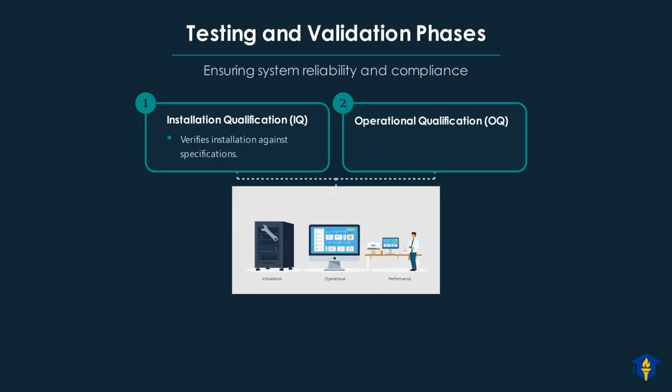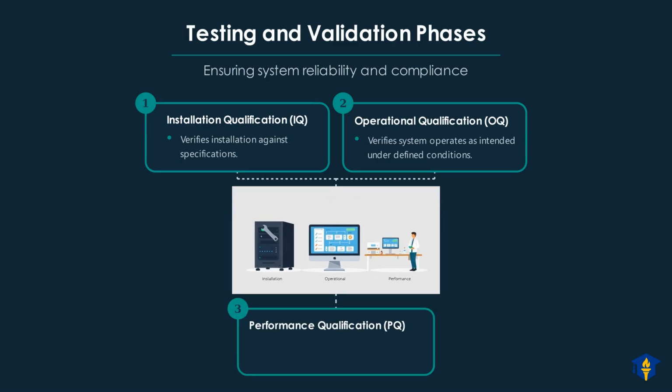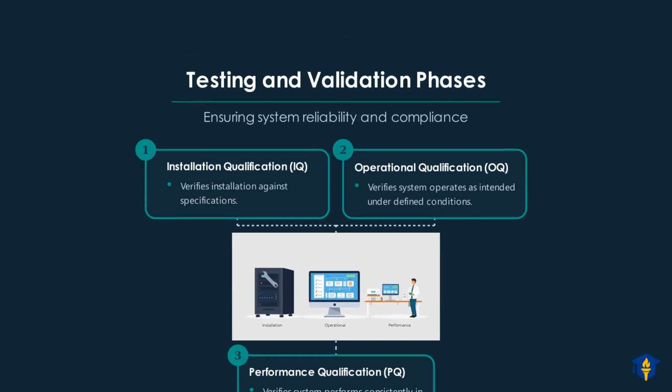Next is operational qualification or OQ, which evaluates system functionality. OQ verifies that the system operates exactly as intended under various defined conditions. The final phase is performance qualification, known as PQ. PQ verifies that the system consistently performs reliably under actual, real-world operating scenarios.